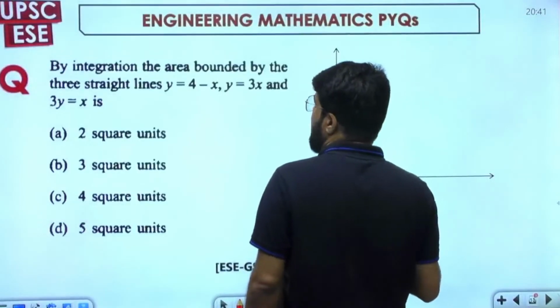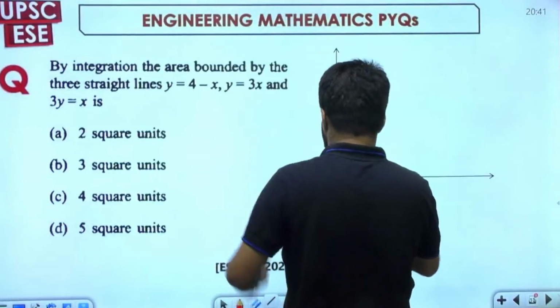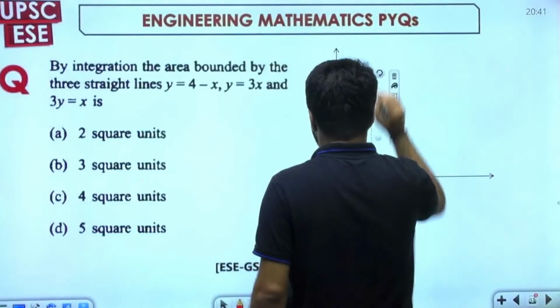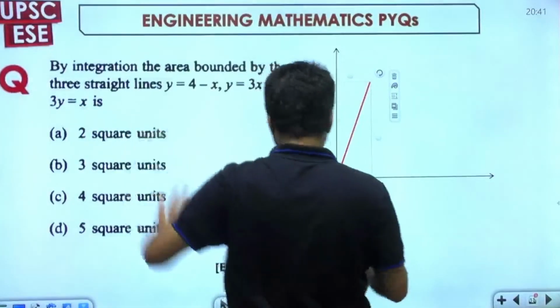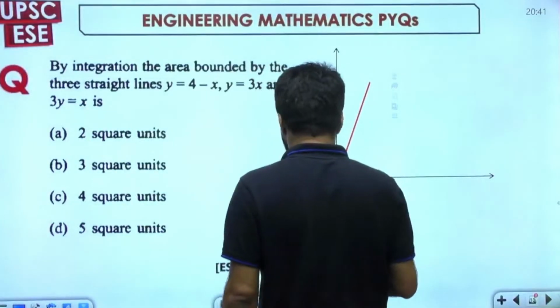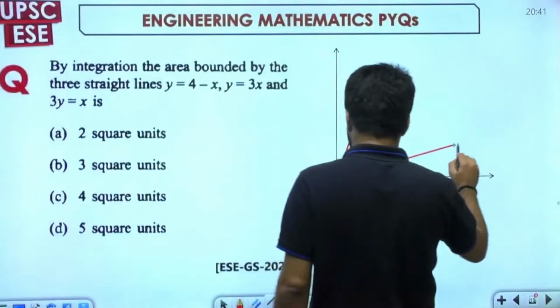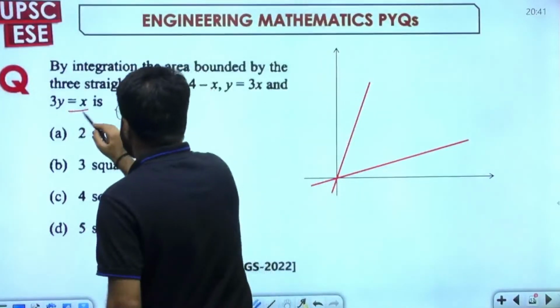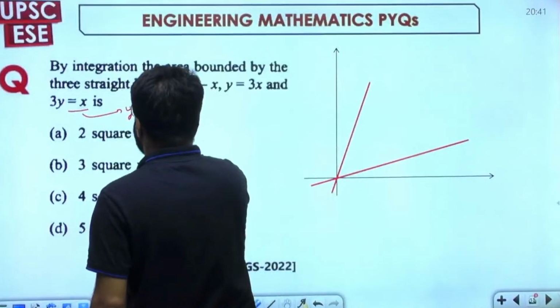Now see, y equal to 3x, y equal to mx, a line passing through origin. This is y equal to 1 by 3x. The only thing is the slope is less, that is 1 by 3, but that is also a line passing through origin, y equal to mx, correct? So I have written it this way, y equal to 1 by 3x.